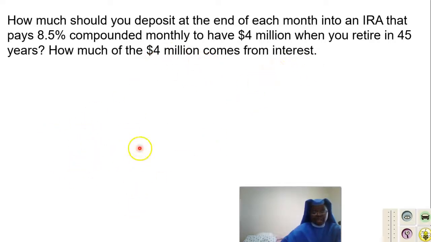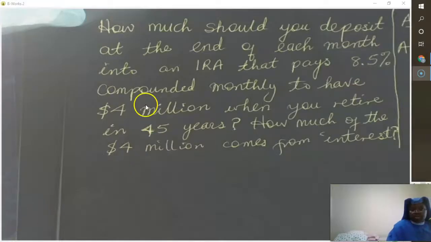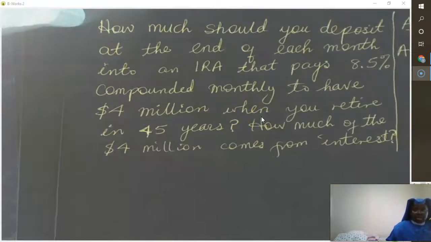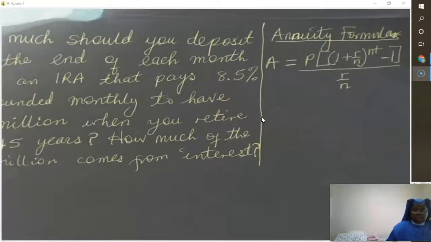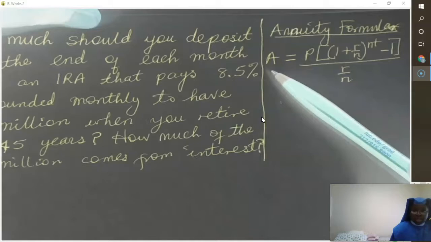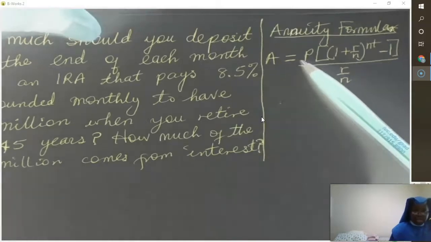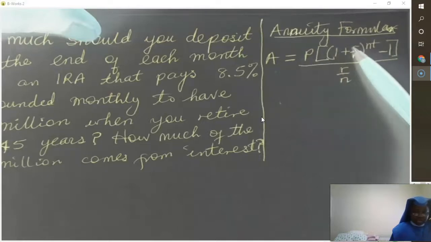I'm going to switch to the document camera because I want to show you how to plug the numbers into your calculator to make it easier and faster. Here we have the annuity formula. A is the final amount, P is the initial amount, which is the principal, R is the interest rate, and N is the number of times the money is deposited.